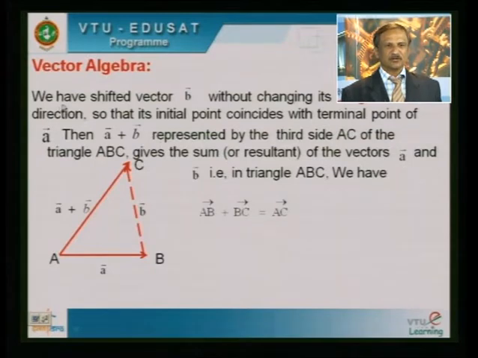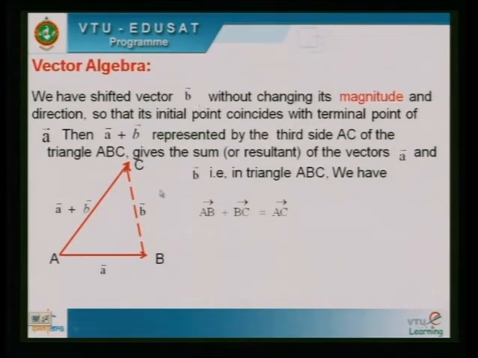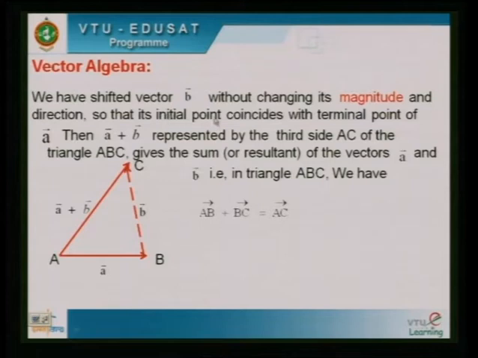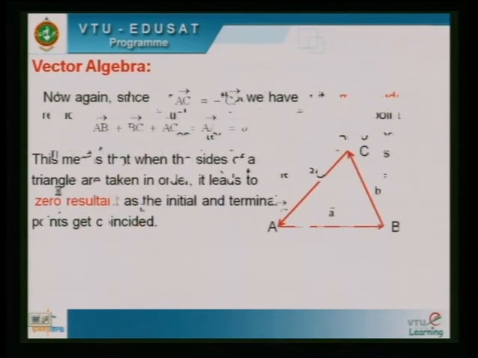Now we shift vector B, without changing its magnitude and direction, so that its initial point coincides with the terminal point of A. This is the vector A, initial point, terminal point. Then you can obtain A plus B, represented by the third side, namely AC of the triangle ABC, which gives the sum of the vectors A and B. That is, in triangle ABC, we have AB plus BC is equal to AC. I hope we can obtain the resultant vector, namely A plus B.